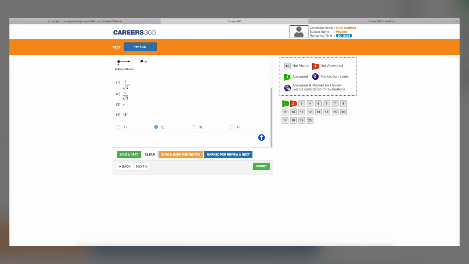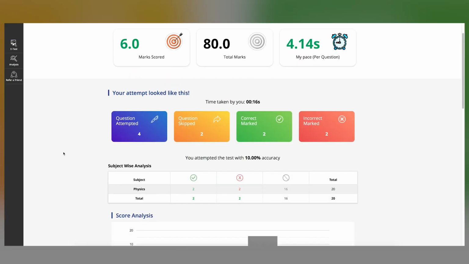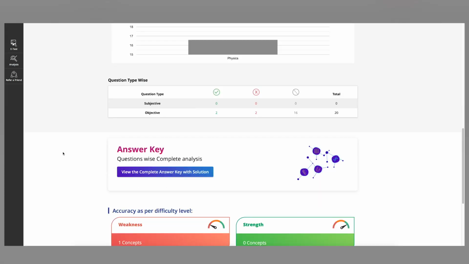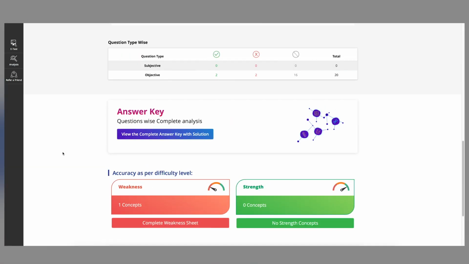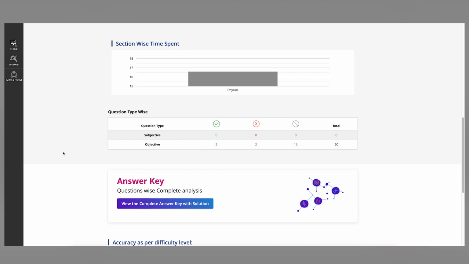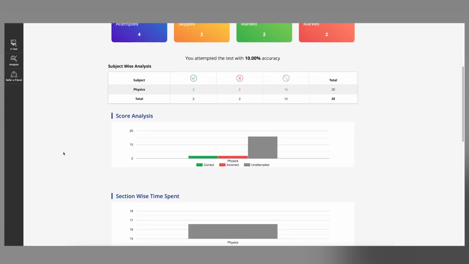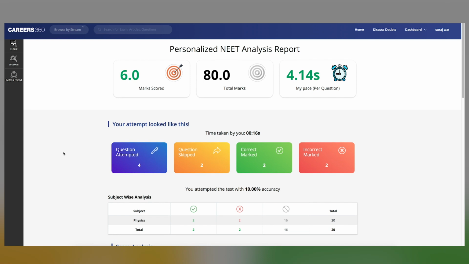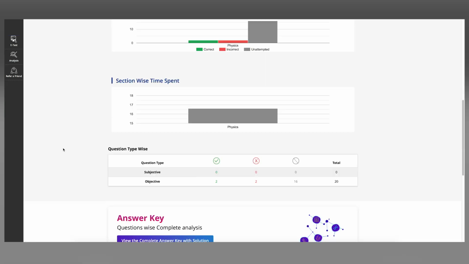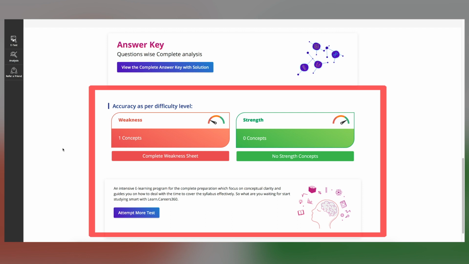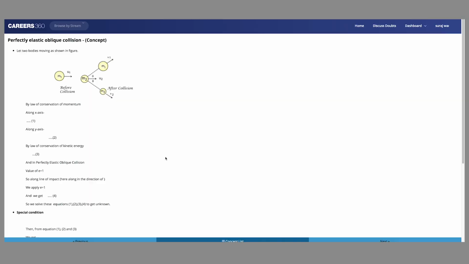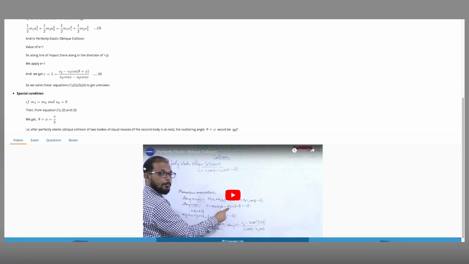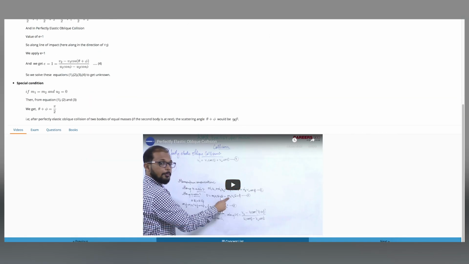After each test, you get a personalized analysis report to rate your performance, in which you get question-wise complete analysis with each query solution, time taken at each query to avoid spending more time on such questions, and, most important, it helps you to discover your strong and weak concepts, which you can master in less than a minute with a detailed step-by-step solution with a concept video from the expert for better understanding and to improve your performance.